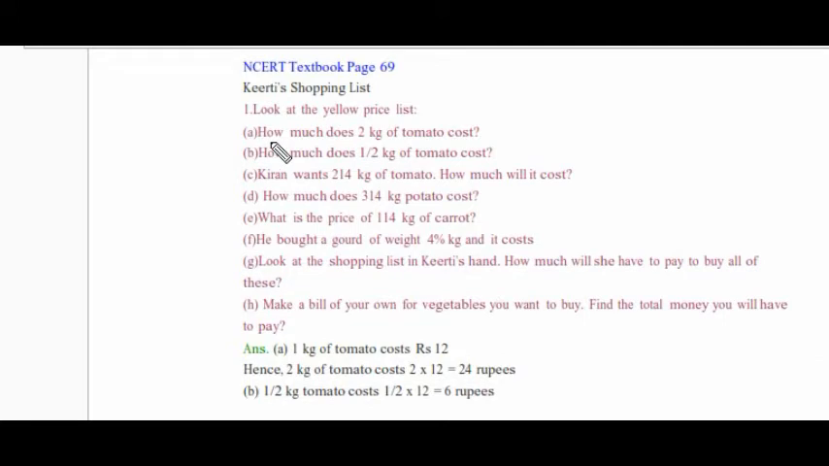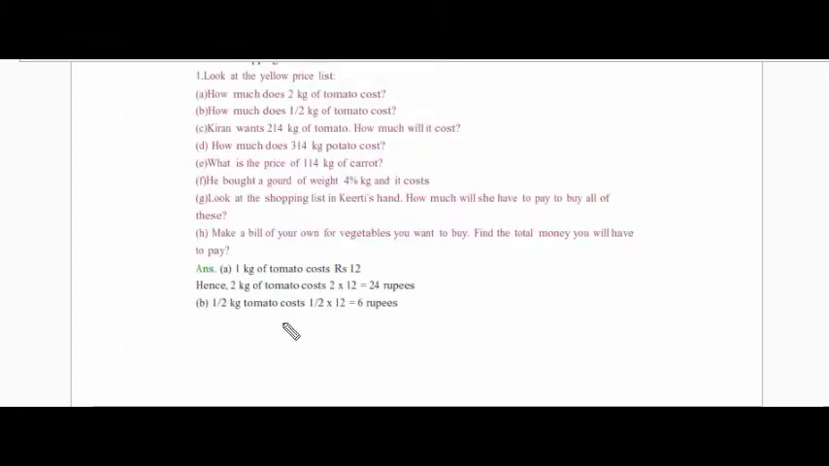So first one, how much does 2 kg of tomato cost? So 1 kg of tomato costs rupees 12. Hence 2 kg of tomato cost 2 into 12 is equal to 24 rupees. 12 2s are 24. So 24 rupees. Then B, how much does half kg of tomato cost? 1 kg tomato costs rupees 12. So half kg tomato costs half into 12. So 12 divided by 2 is equal to 6 rupees.